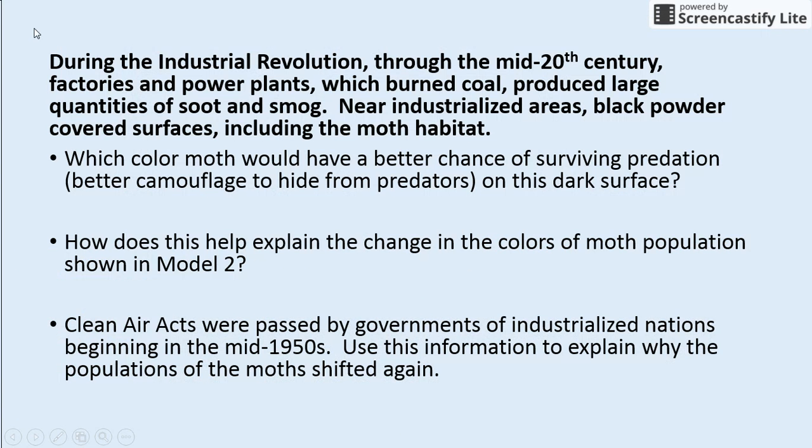Okay. So the next page, this is what happened to cause the environment to change. During the Industrial Revolution, through the mid-20th century, factories and power plants which burned coal produced large quantities of soot and smog. Near industrialized areas, black powder covered surfaces, including the moth habitat. So now we have a ton of black powder that's just covering all of our trees.